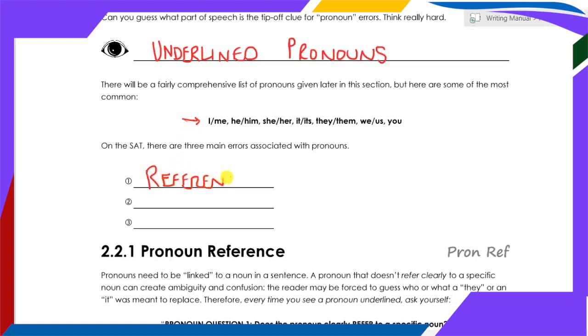Reference, agreement, and case. R-A-C. The pronoun rack, I guess.